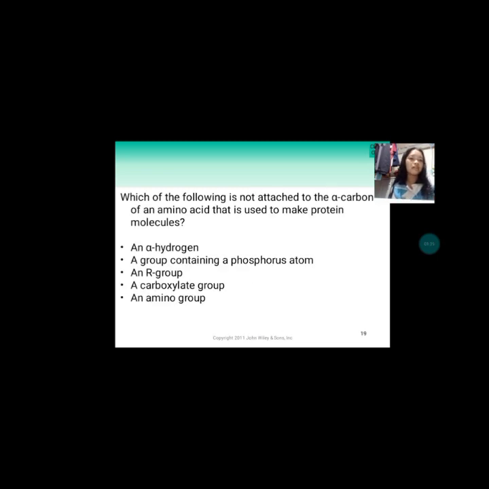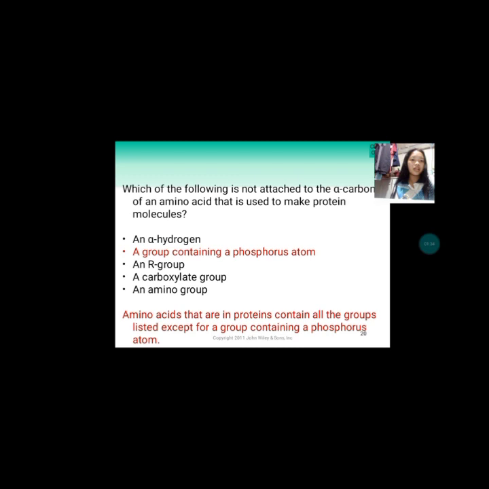Which of the following is not attached to an alpha carbon of an amino acid that is used to make protein molecules? A group containing a phosphorus atom. So a group containing a phosphorus atom is not attached to an alpha carbon of an amino acid that is used to make protein molecules. Amino acids that are in proteins contain all the groups listed except for a group containing a phosphorus atom.